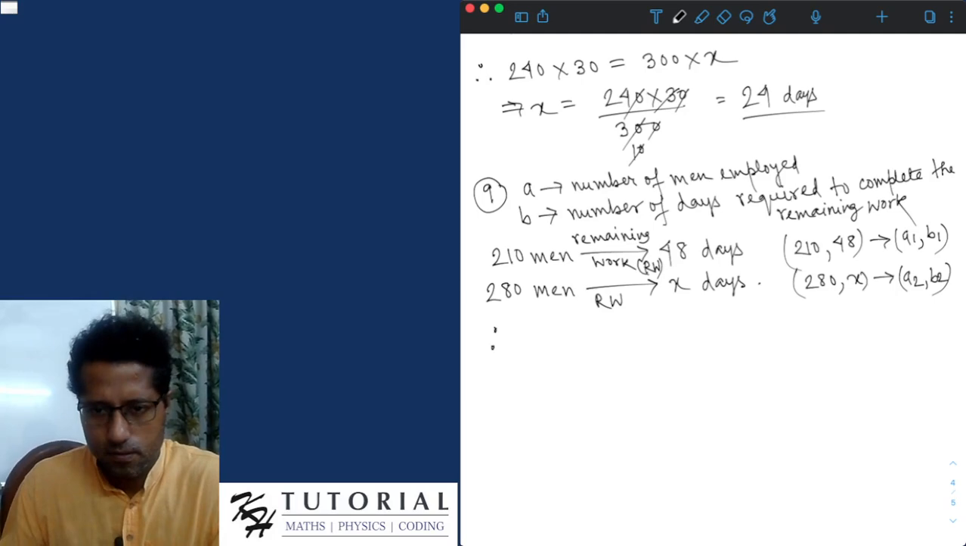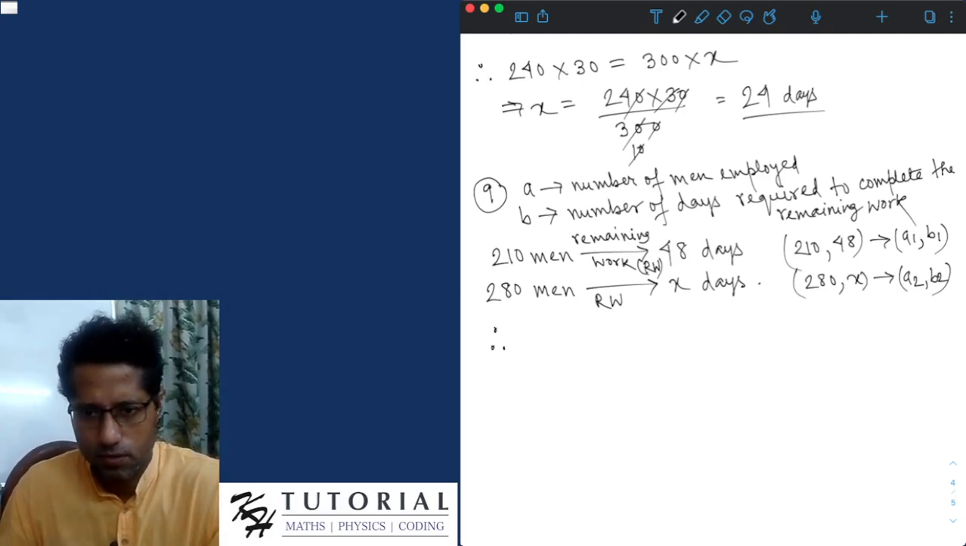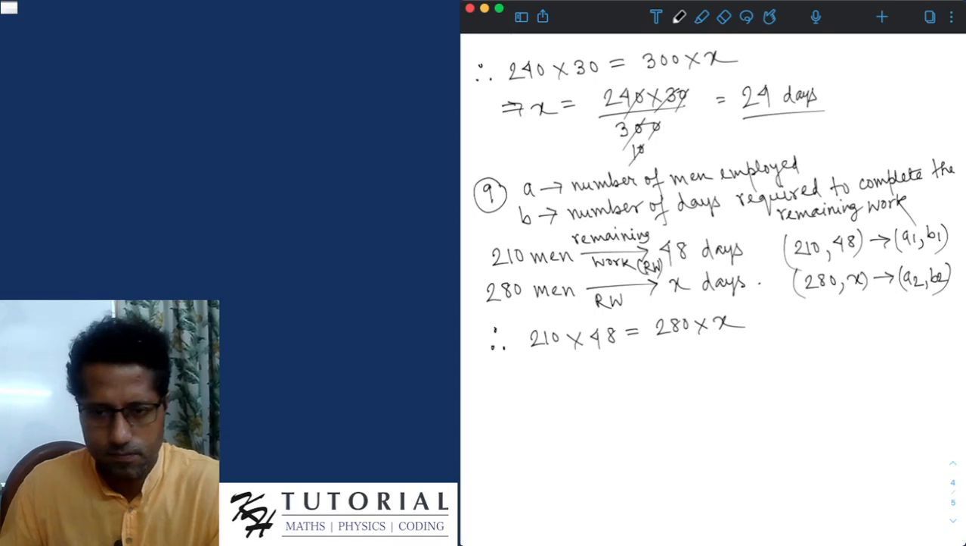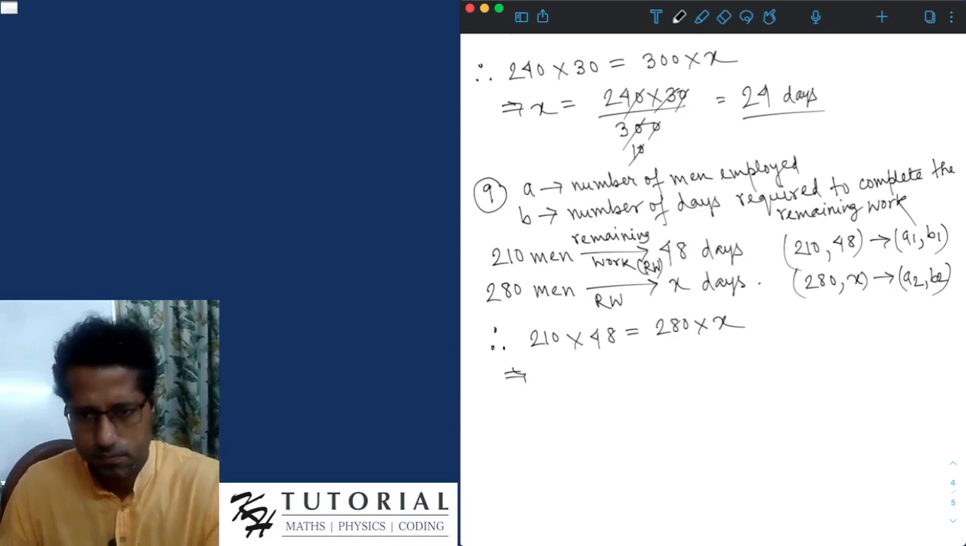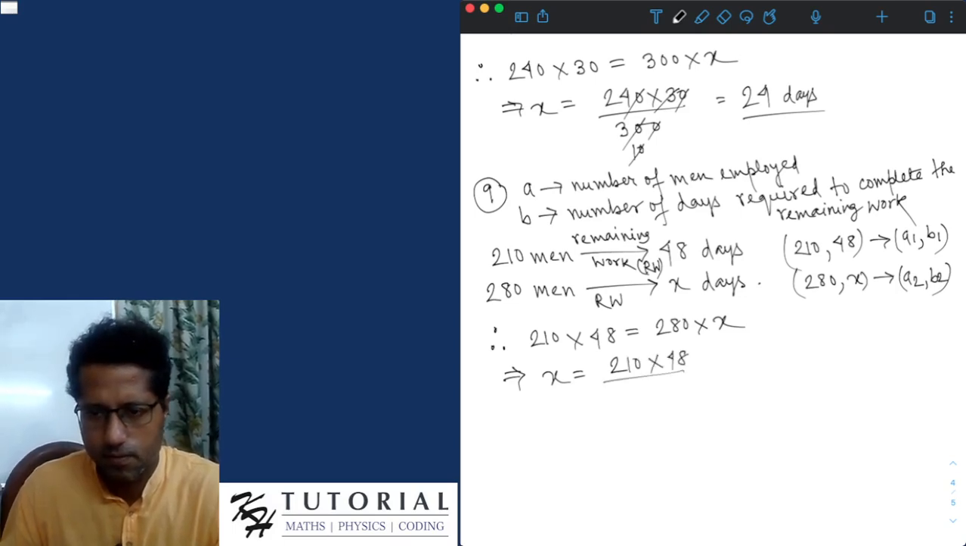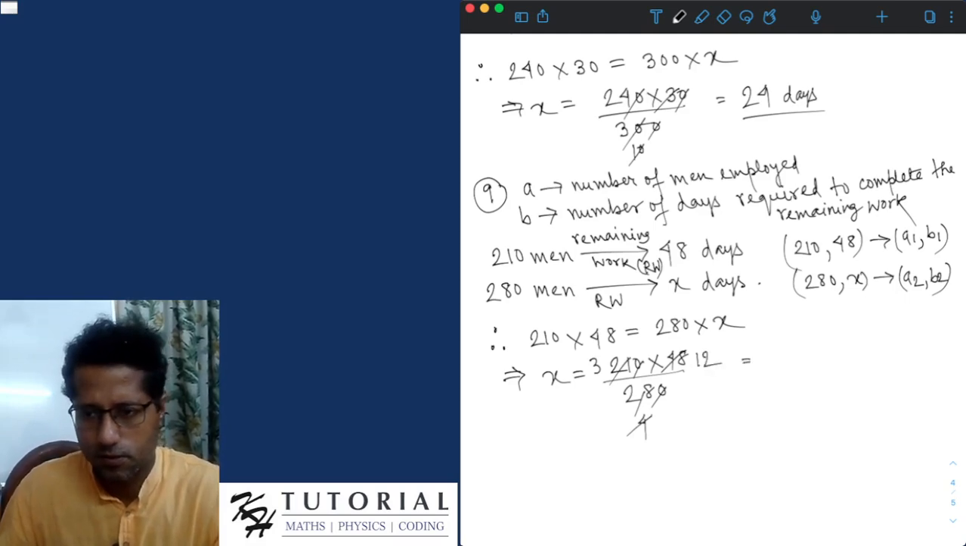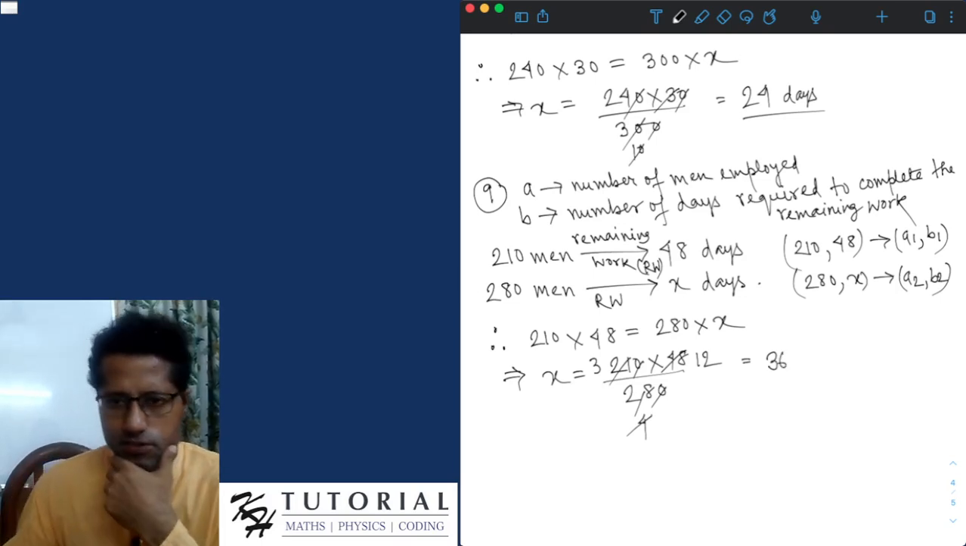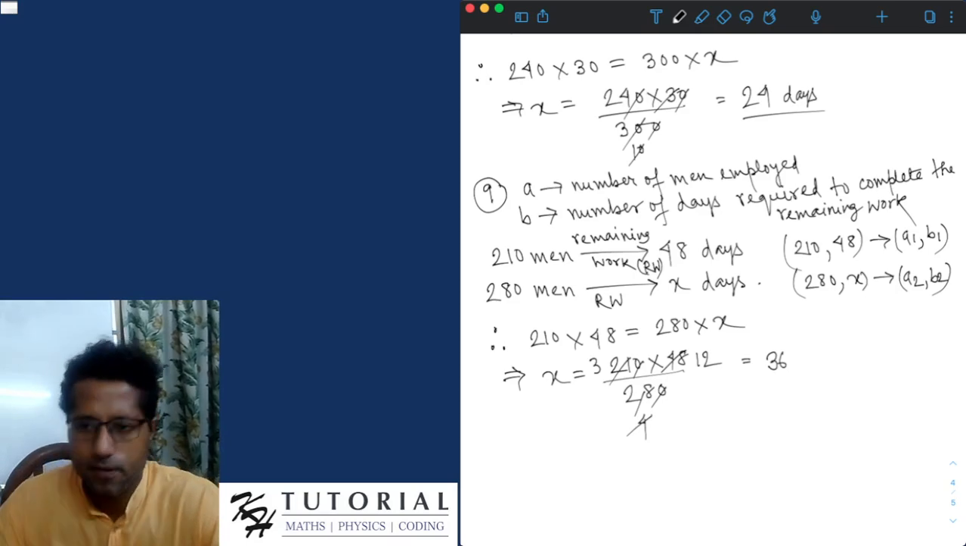So therefore, we will have A1 B1 equals A2 B2, that is 210 multiplied by 48 will be equal to 280 multiplied by X. This implies X equals 210 multiplied by 48 divided by 280. Okay. 7 4 7 3 4 1 2. So this is 36. So in 36 days, the remaining work will be completed by 280 men.